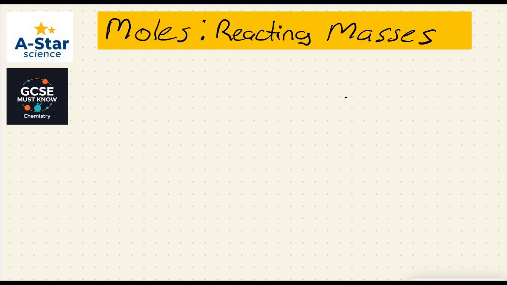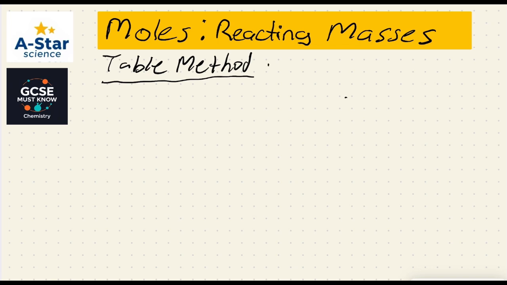And I'm going to show you my patented favorite method, which I call the table method. A lot of people find moles and quantitative calculations quite complicated. But if you use my table method, you're going to find it much easier. You're going to get the 7s, 8s, and 9s that you want to get. You can even use this for A-level chemistry.